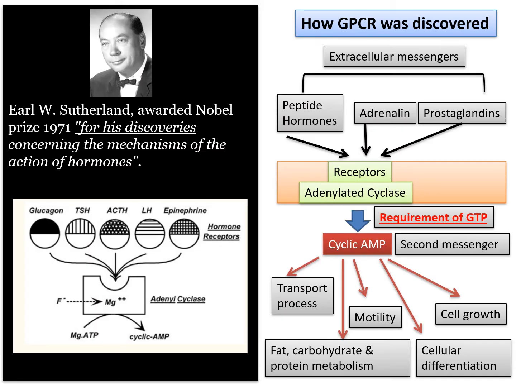Now I would like to discuss how GPCR was discovered. A historical perspective of any subject field gives a better understanding of the subject. Earl Sutherland was awarded the Nobel Prize in 1971 for his discoveries concerning the mechanism of action of hormones. Sutherland and several other scientists working during that period led to the discovery of adenylyl cyclase mediated generation of cyclic AMP, which is a starting point towards our understanding of GPCR signal transduction. Now, Sutherland was an endocrinologist, and he was investigating how hormones work.